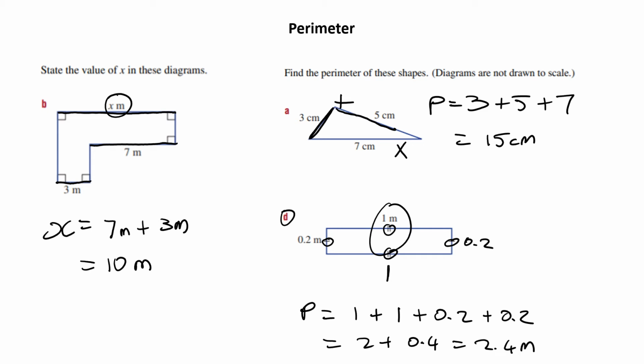Now sometimes, because it's a rectangle, you could go 1 times 2 because you've got 2 of them, and 0.2 times 2, and you get the same answer. But I wanted to show exactly how you do that addition part there.